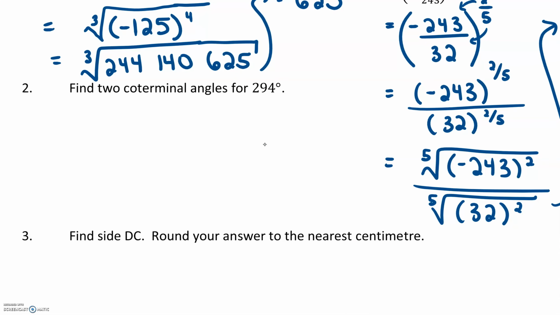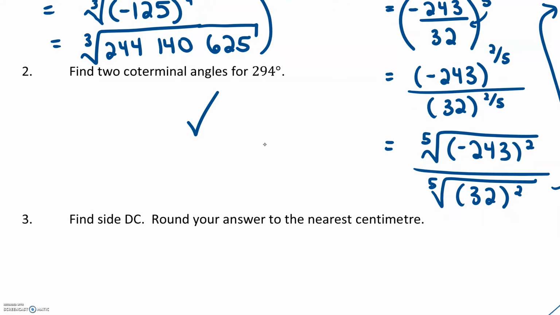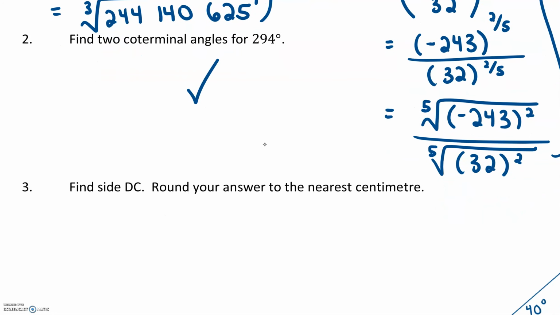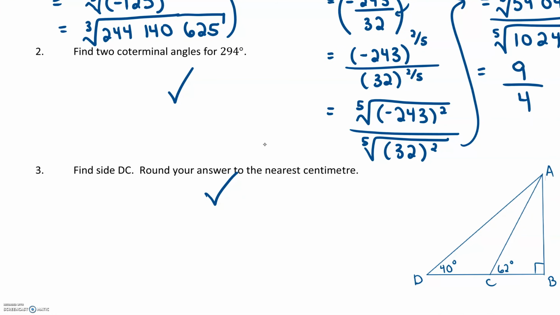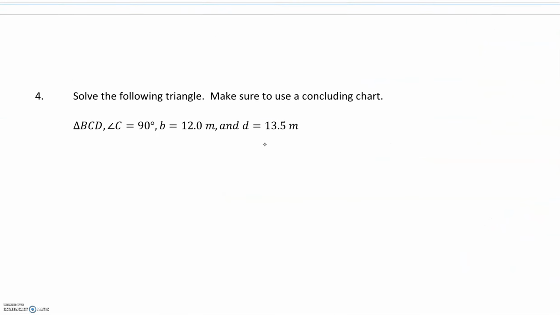Find 2 coterminal angles. I'm not going to do this one because that one was fine. If you still struggle with it, please see Miss Riley during this period. Find DC. I'm also not going to do this one. Most of the answers were okay. If you need some help, find someone in the classroom that can explain how to do this. Just know that this is equal to 10 centimeters.